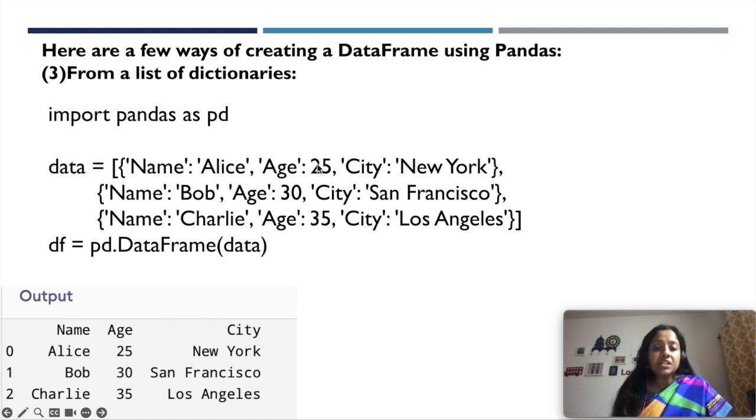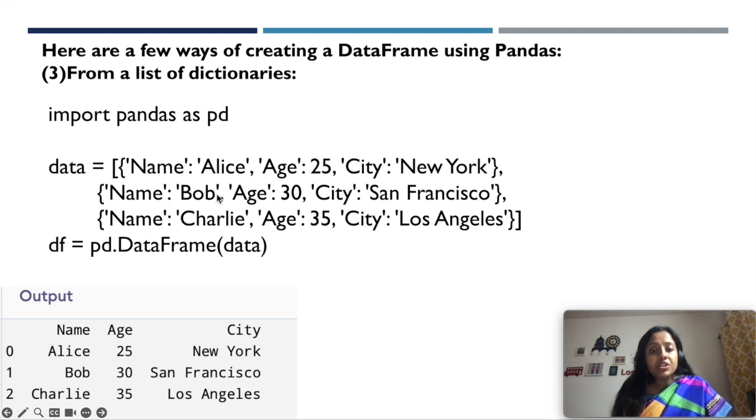So for the first dictionary, we have name as the key, Alice as the value. What is the next element? Age as the key and 25 as the value. What is the third one? City as the key and New York as the value. My dear students, just note here, since we want a fixed column name for all the columns, the column headings here, make sure to give the same name as the key.